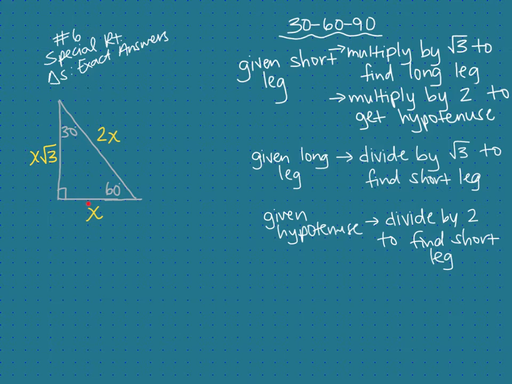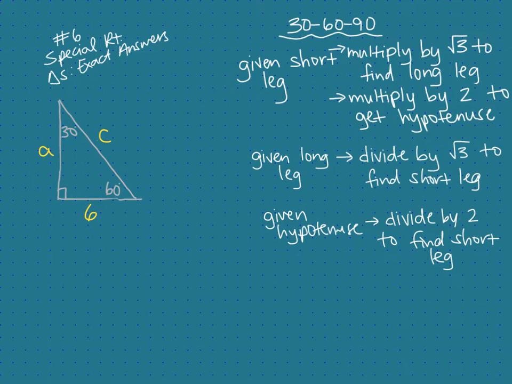And then if you have the short leg X, it's easy to get the long leg, which you just multiply by root 3. So basically, if you're given the long leg or given the hypotenuse, you want to find the short leg. And if you're given the short leg, it's very easy to multiply in order to get what else you need. So let's take a look at an example.